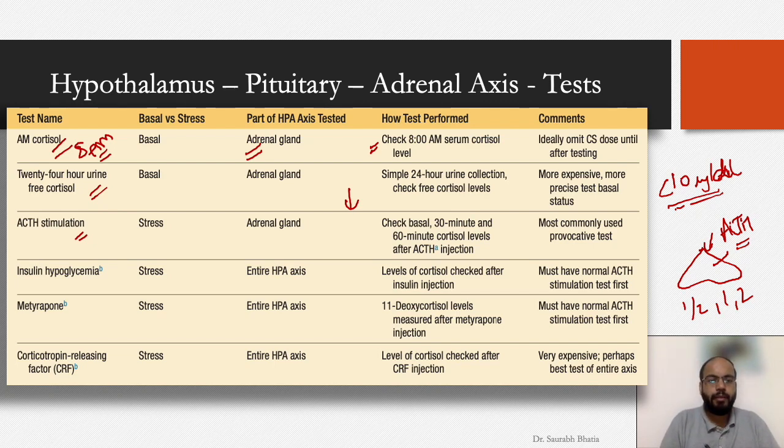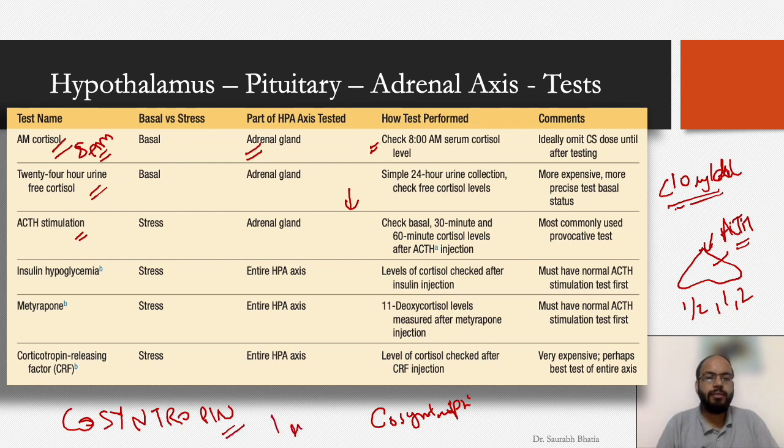Okay. Now for the ACTH test, what we use is known as cosyntropin. Let me just write it properly. Cosyntropin. Okay, this is an ACTH analog and roughly the dose is 1 microgram, but there are other tests which use high doses of cosyntropin to the range of 250 microgram.